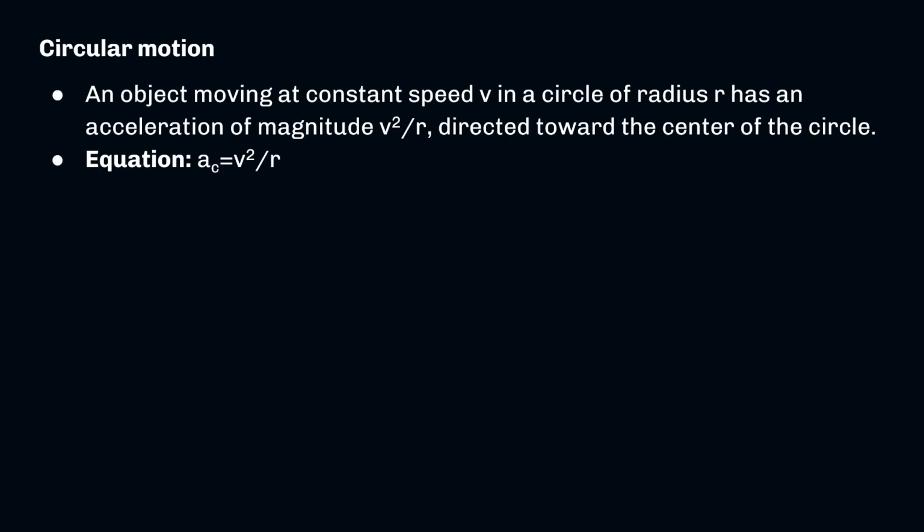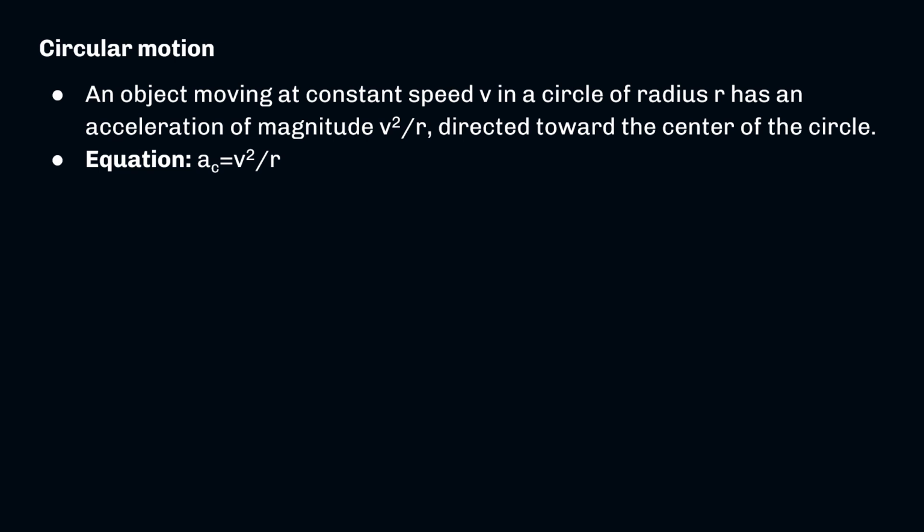Alright, so circular motion is really just an extension of Newton's second law, so that now we're going to have an equation for acceleration in a circle. An object moving at a constant speed v in a circle of radius r has an acceleration of magnitude v squared divided by r directed towards the center of the circle.